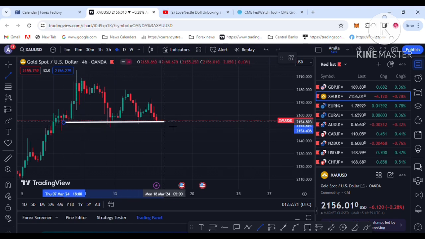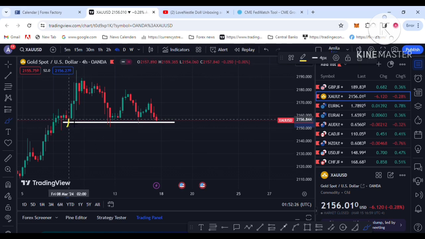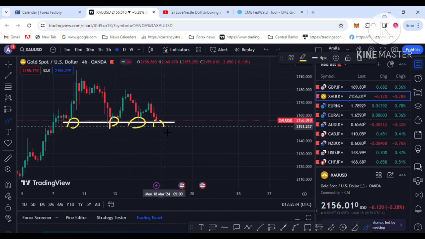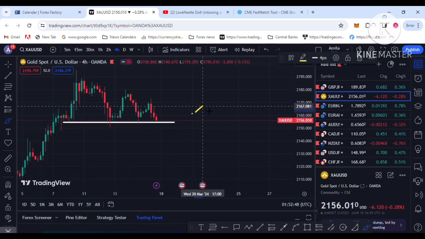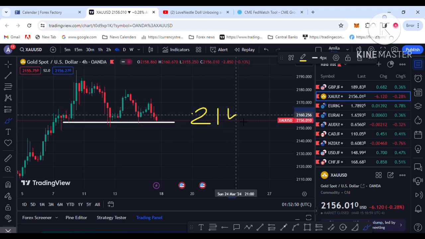I am on the four-hour chart. This is the support level. Last week price found support in this zone. This support zone was tested several times. That is the 2153 level. Price was at this level again last week. That is the support level, and price tested it several times last week.